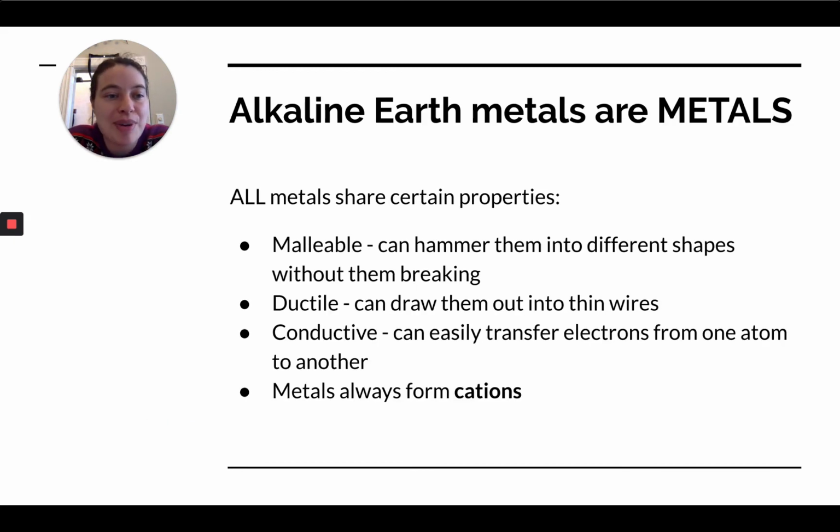Now we're going to take a moment and just take this name and think about what we can understand about the alkaline earth metals based on the name. So the first thing is they're metals. It's right there in the name. And like all metals, they've got the properties of metals. That means they are malleable. You can hammer them into different shapes without breaking them. They are ductile. You can draw them out into thin wires. They're conductive. They can easily transfer electrons or heat. And they always form cations. And for the alkaline earth metals, specifically, they will form cations with a charge of +2.